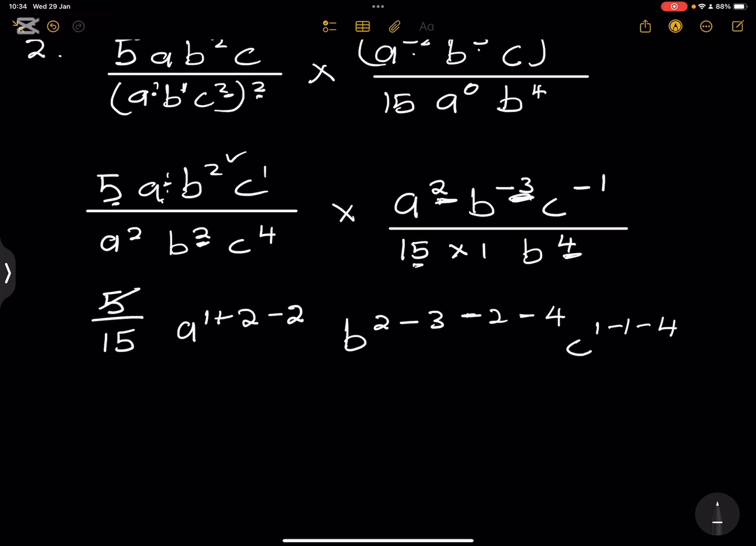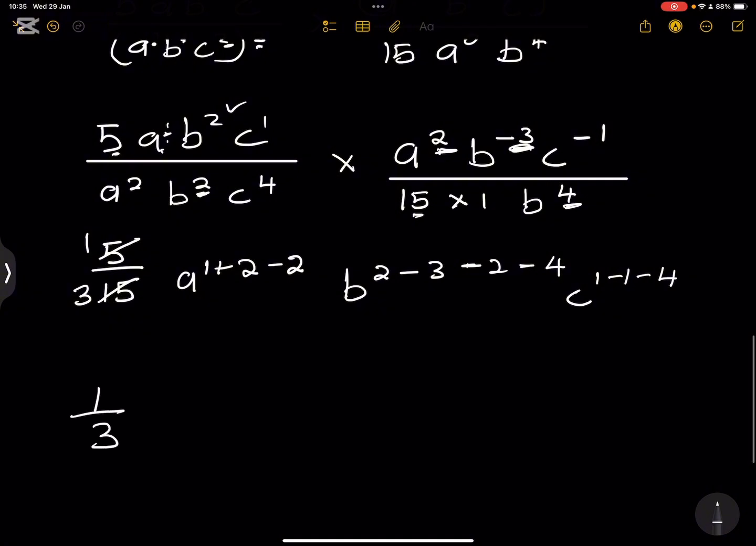So remember 5 goes into itself once, and it goes into 15 3 times. Remember that 15 is 3 times 5. So in this case that remains as 1 over 3. And so that would be a, 2 minus 2, so that would be a to the power of 1, and that's b. In this case, we've got a 2 and a minus 2. So negative 3 minus 4 gives us negative 7. And c, that's 1 minus 1, and we're left with minus 4.